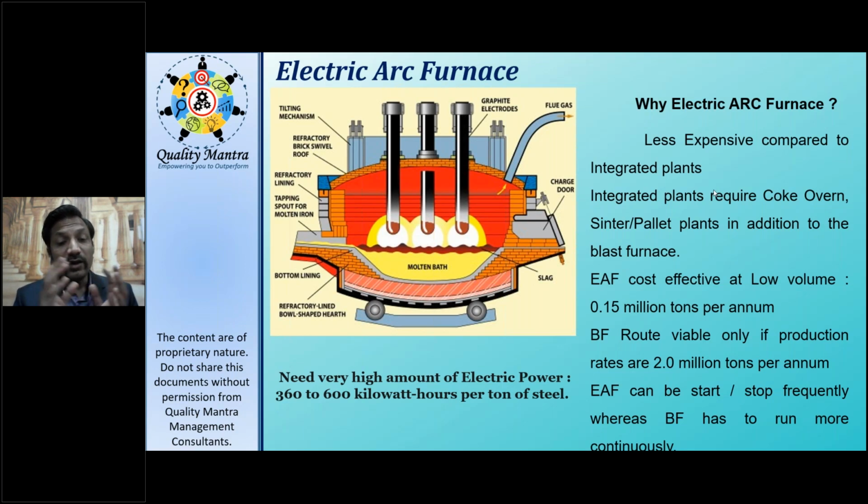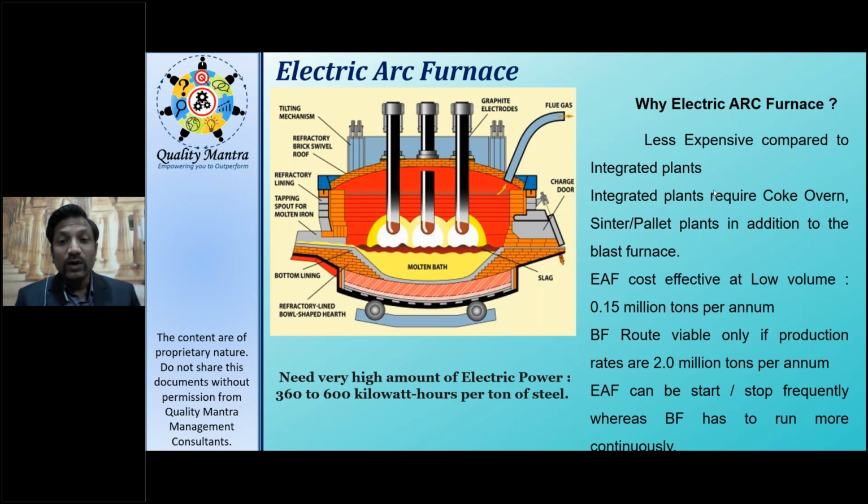Number two, if you are going to have low volume, then electric arc furnace is more cost effective compared to the blast furnace, because for blast furnace you will require at least a volume of 2 million tons per annum. That is 20 lakh ton per annum. So every month how much tonnage do you have to produce? If it is 20 lakh per annum, then almost 1 lakh 6, how many tons? 1.6 lakh ton per month you have to produce.